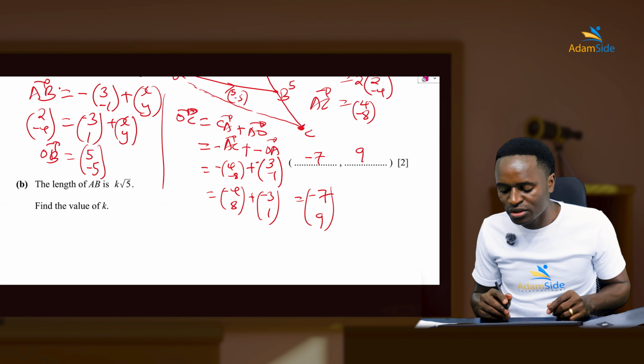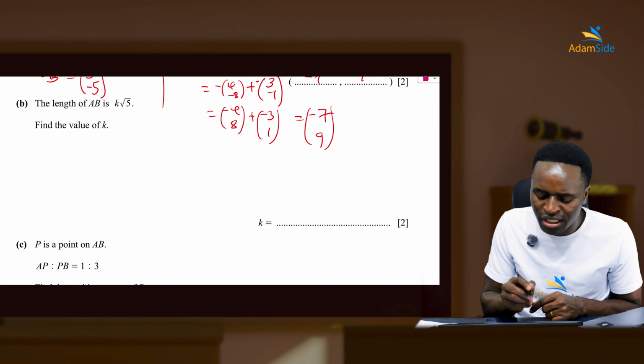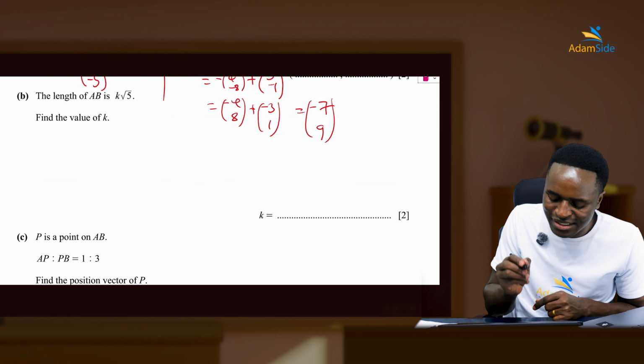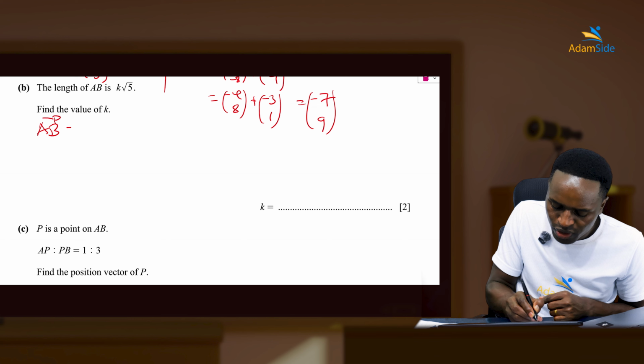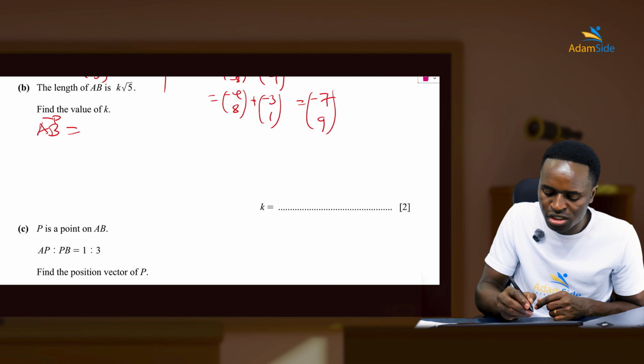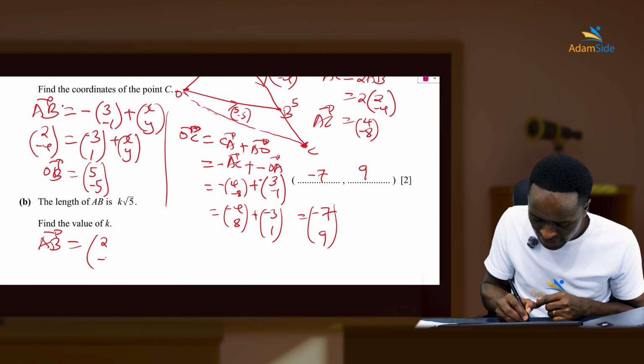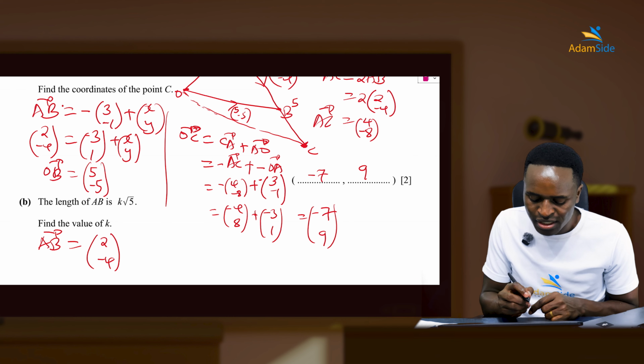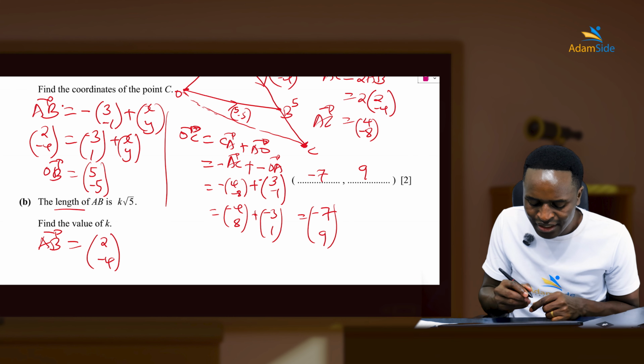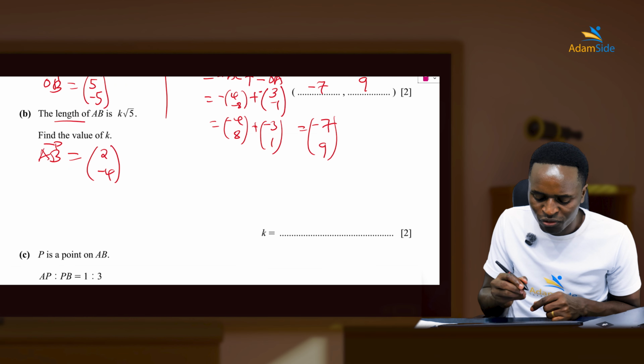That's a long way, but you can do it simply as well. The length of AB is k root 5. Find the value of k. We know from the question that vector AB is equal to 2, -4. Now they say find the length of a vector.